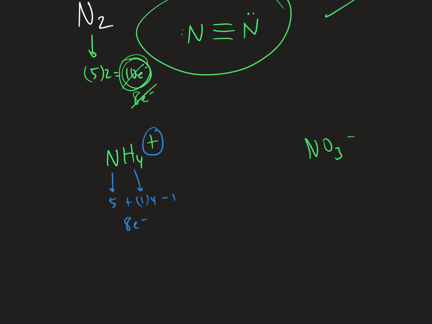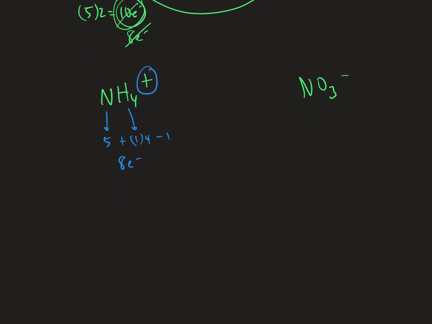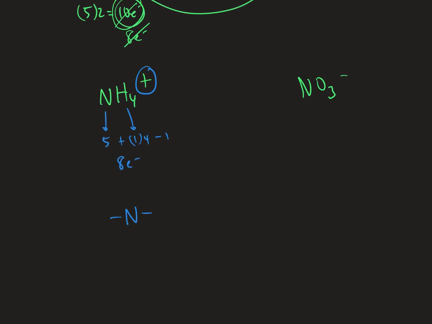Does that make sense? Okay, so if we draw this, we have 4 hydrogens. How many electrons have we used so far? We used all 8. We're done. They all have octets. Now we have to show that it has a charge. It has a positive 1 charge. So we draw brackets just around the polyatomic ions and include the charge on the right. Good?